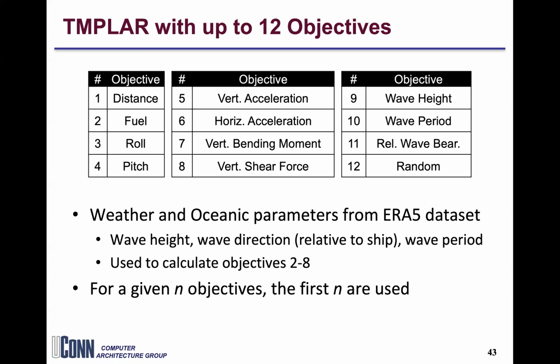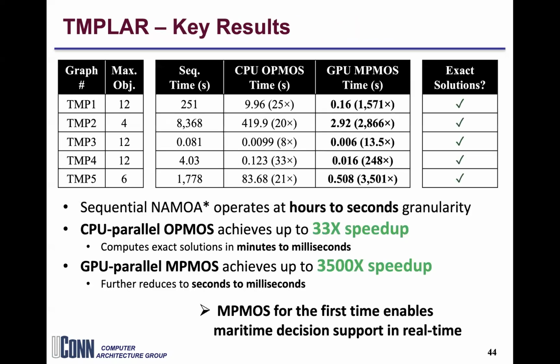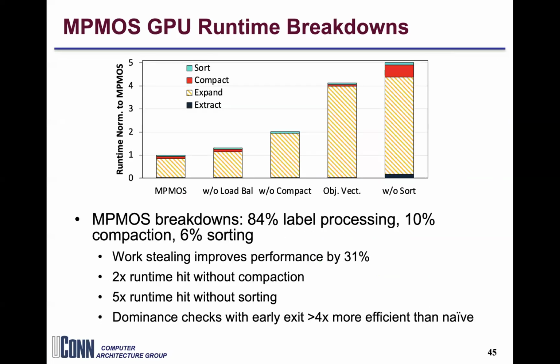If we can solve all 12, that's wonderful. We may not be able to solve all 12. For this, what we found was that we couldn't run all of them on the CPU parallel, so some of them only do 4 and 6 objectives because we just could not run them. In this case, we're getting 33x with our CPU parallel OpMOS and 3500x speedup on our MPMOS. This was the first time we have enabled maritime decision support for the US Navy in real time. They could not imagine doing this even with 2 objectives. They couldn't even run 2 objectives before we started.